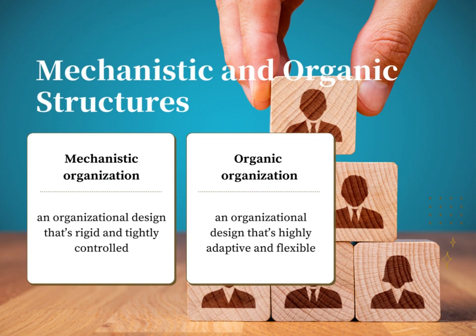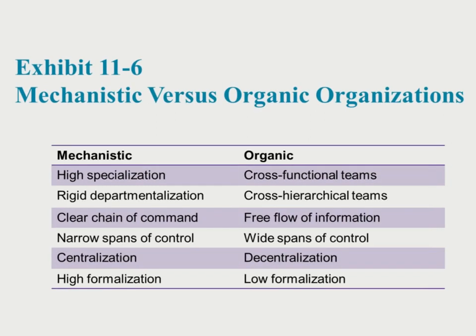So a mechanistic organization is one that's designed to be very rigid and tightly controlled, again, more centralized. An organic organization is something that's highly adaptive and flexible. It has the opportunity to change with its environment, with different geographic areas, as well as different changes in the economy. You think of it as more alive, always moving and growing, whereas a mechanistic organization does things the same way all the time, and there's little to no change there.